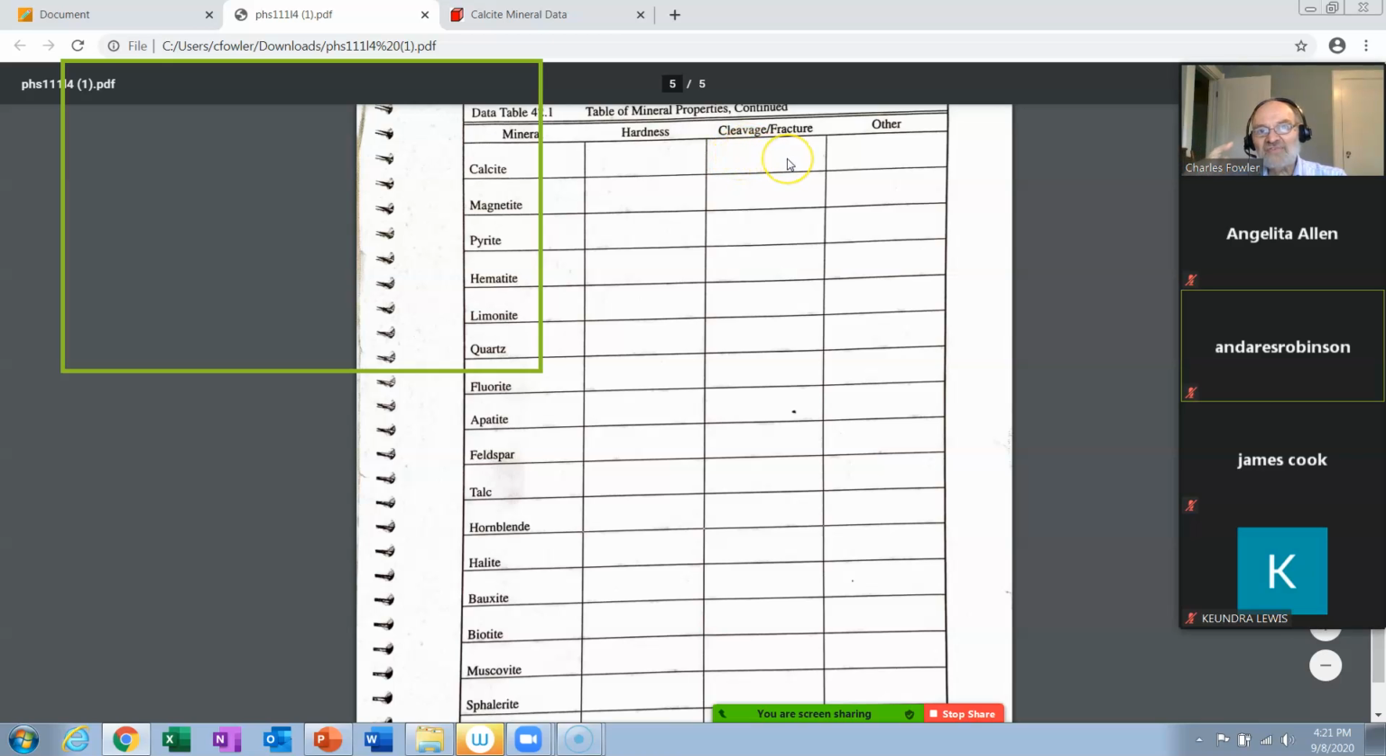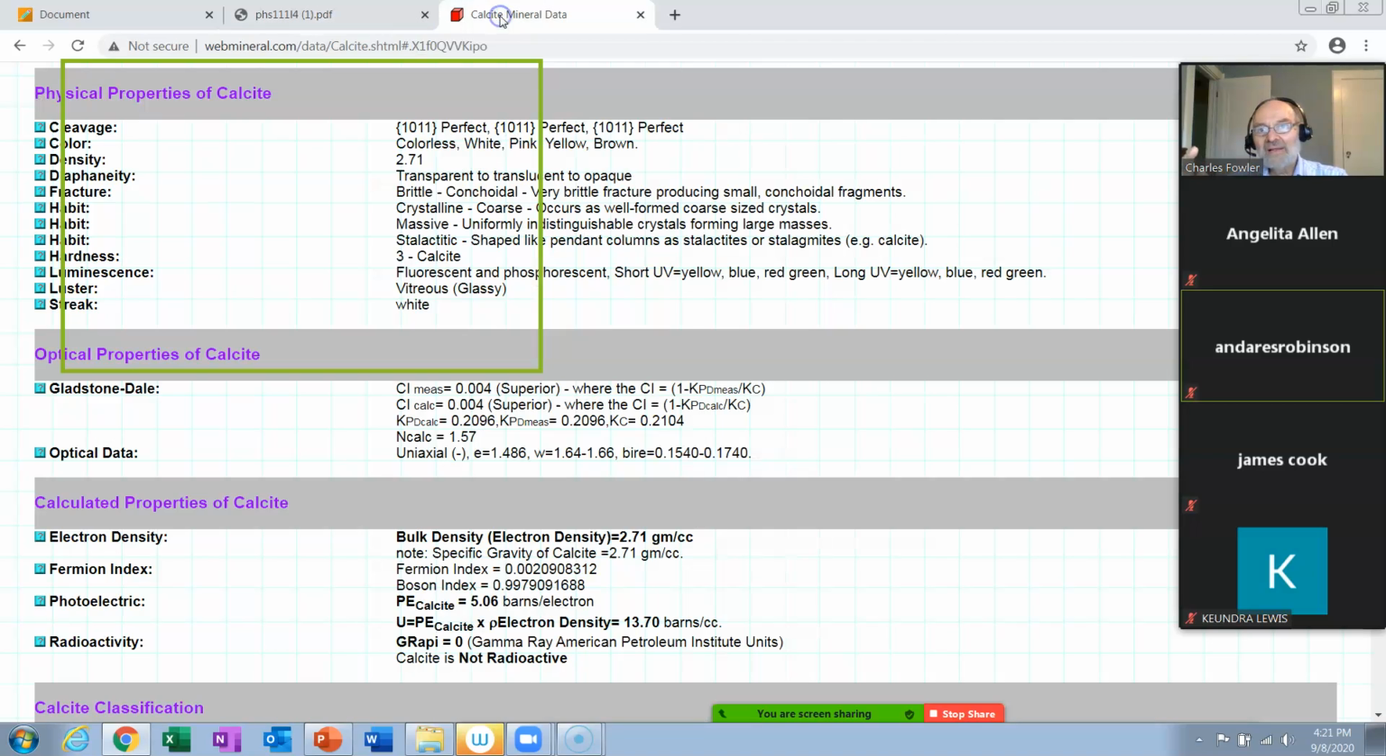Cleavage / fracture. Okay, go here. Now you'll see cleavage is listed here. So this one cleaves very well. If you remember those crystals we saw before, they were very definitely well cleaved. Slash fracture, it is brittle. Calcite is a brittle mineral, so it will fracture, and when it does, it's conchoidal, just like we said before.